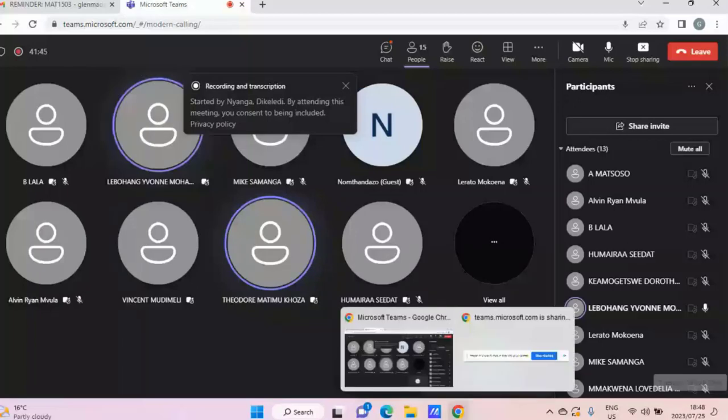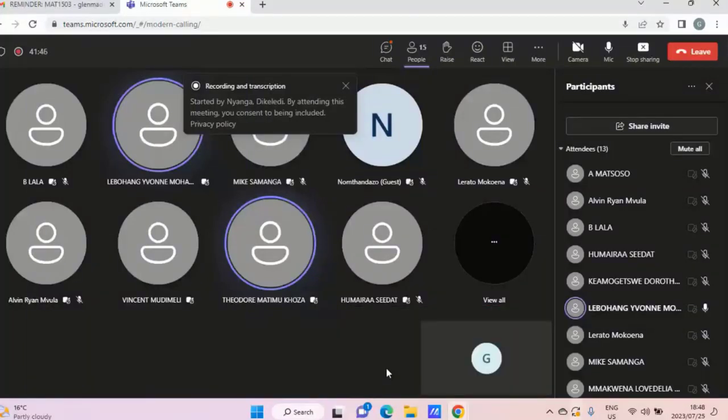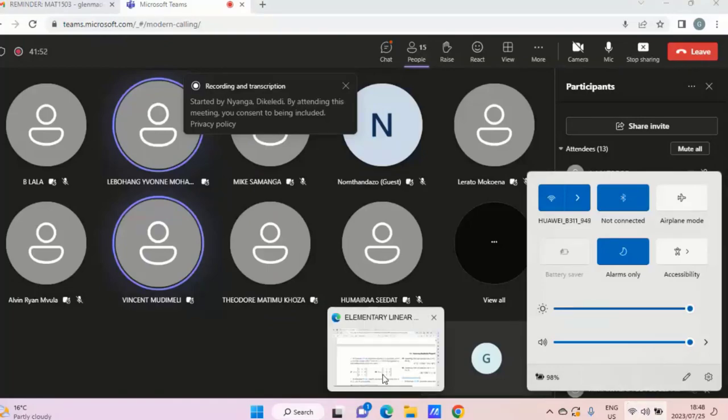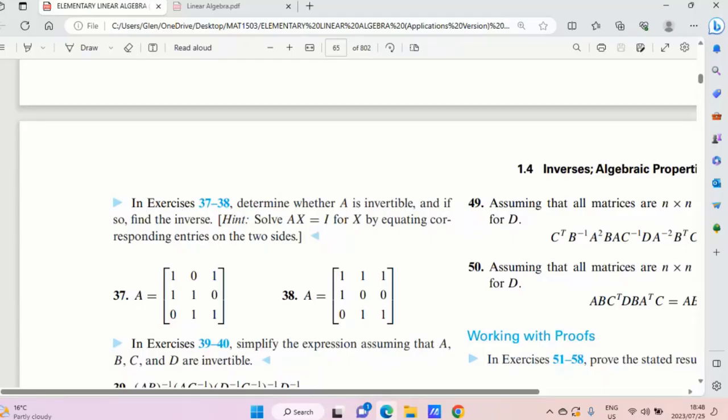You reminded me of something. What I have to do now is take a picture while I'm explaining, so you can see what I have done.